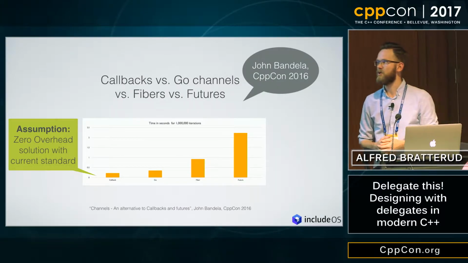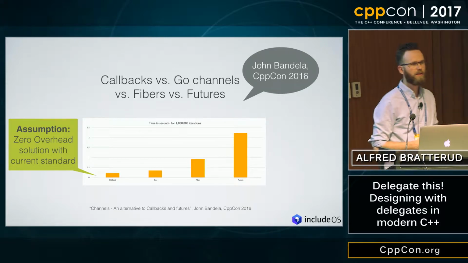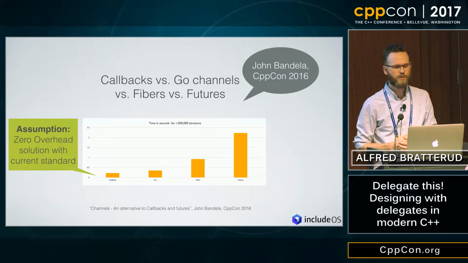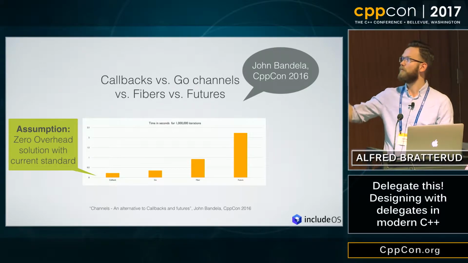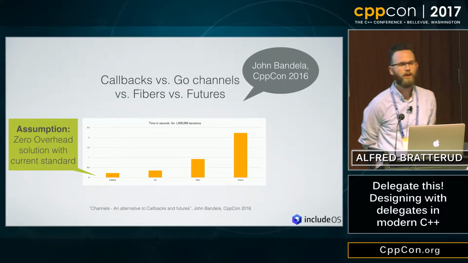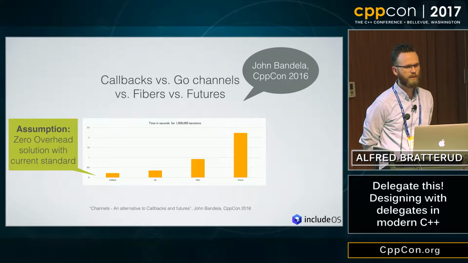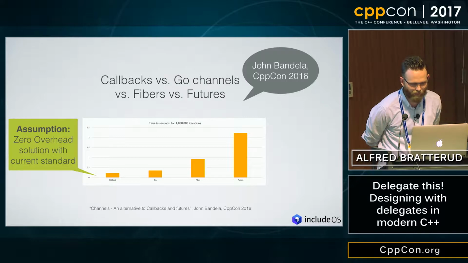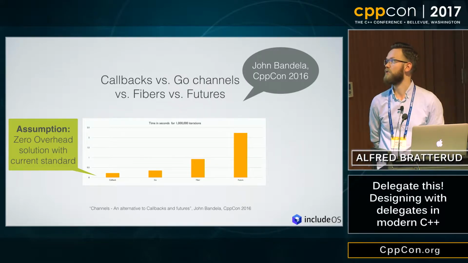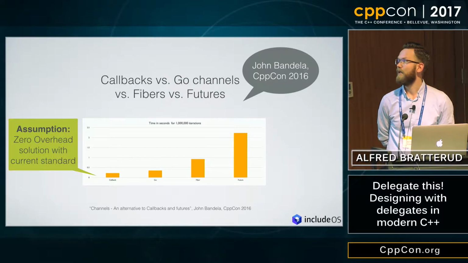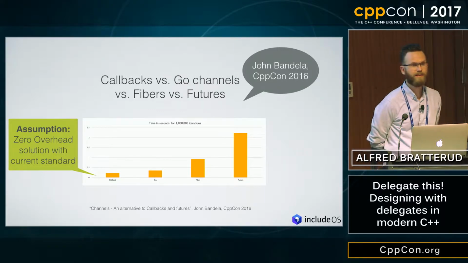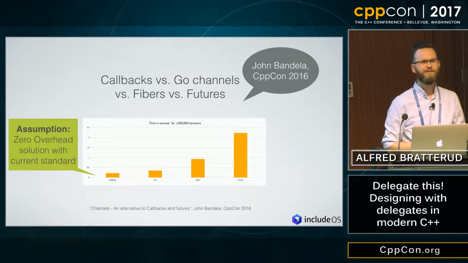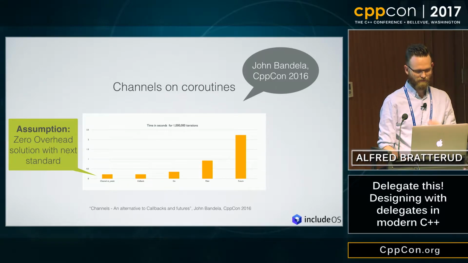When it comes to performance, this is also another reason why I think it's a good idea to start with a callback-based asynchronous system. This is from John Bandela. He did a talk last year where he did some performance measuring. Really interesting talk. He was comparing callbacks versus Go channels versus Boost fibers versus std futures. And the results were quite grim. Callbacks were really hard to beat. But everybody agrees that callbacks aren't great, and I'm going to get to an example where it really gets messy, even with the delegates.